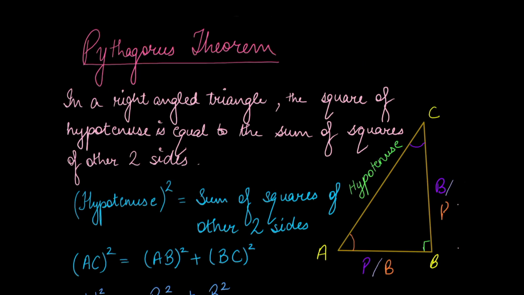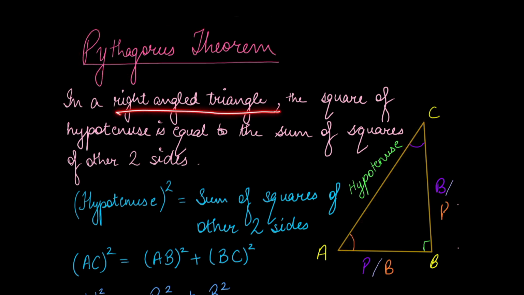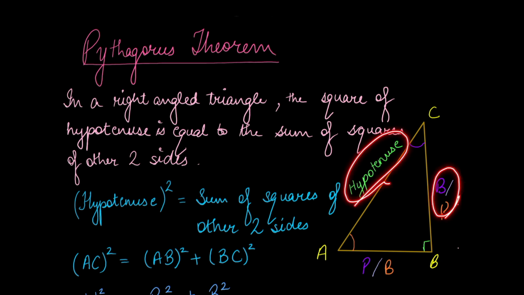Since we will be dealing with the right angle triangle, Pythagoras theorem becomes very important. In a right angle triangle, the square of the hypotenuse is equal to the sum of squares of the other two sides. Means H square is equal to P square plus B square.